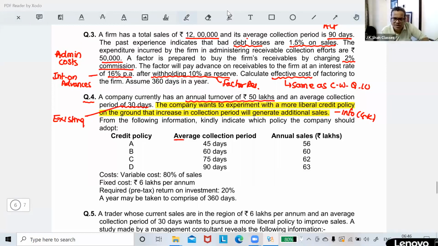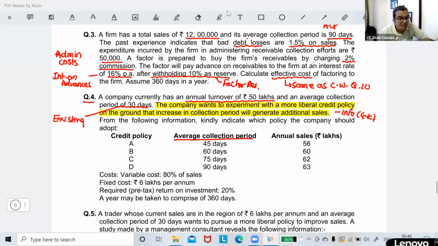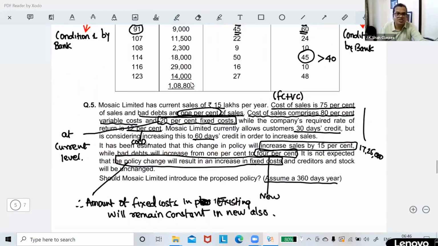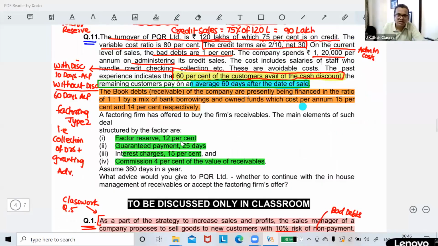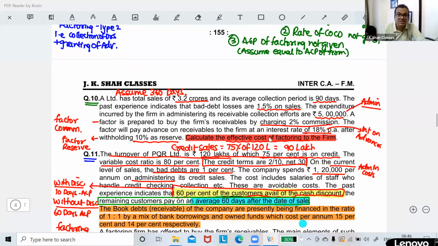Guys, understand the difference between this question and classwork question 1. You remember classwork question 1, this column was there. That was the addition to the average collection period. This is the average collection period directly given to you. Earlier it was 30 days. So this is a new average collection period given and the new additional sales given. Remember classwork question 1? The change was given and then we went on adding up everywhere. I'll show you. See, this was an increase in collection period and this was an increase in sales, right?